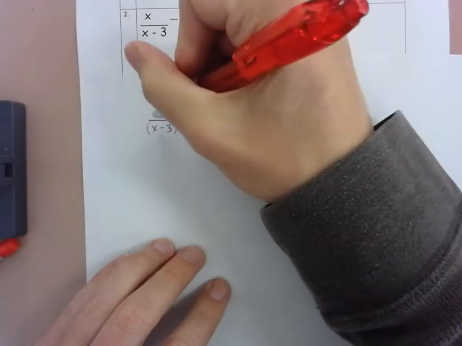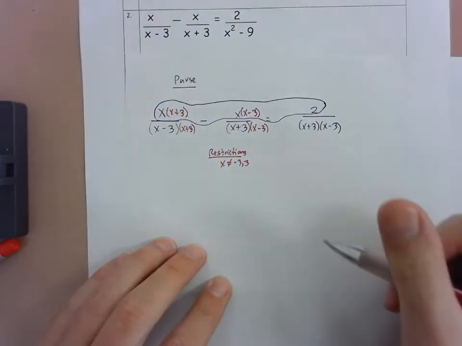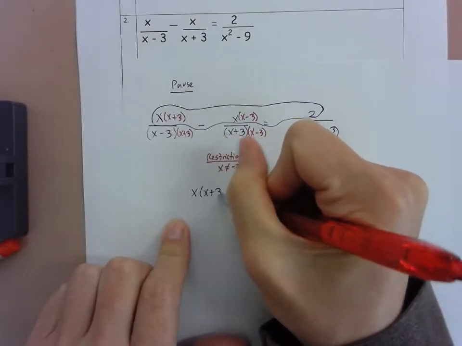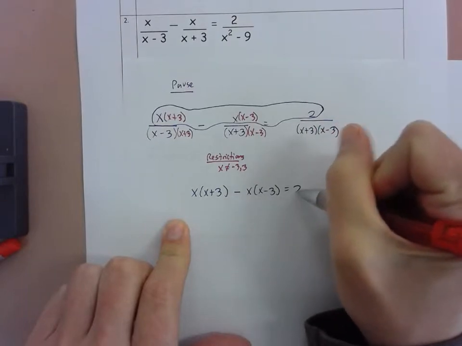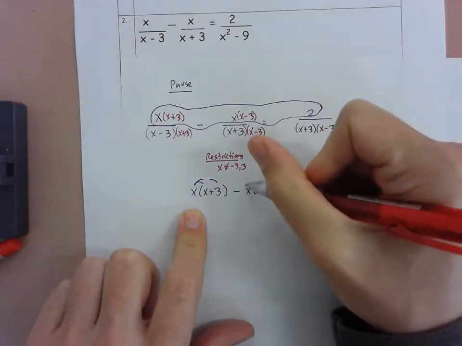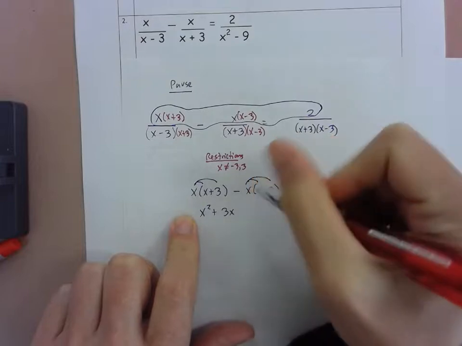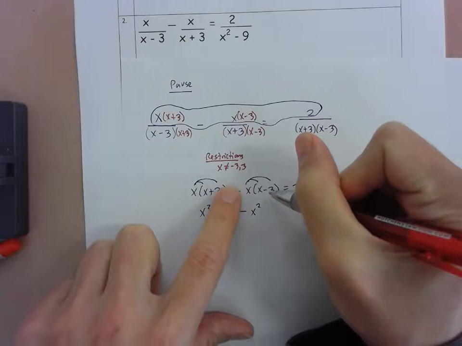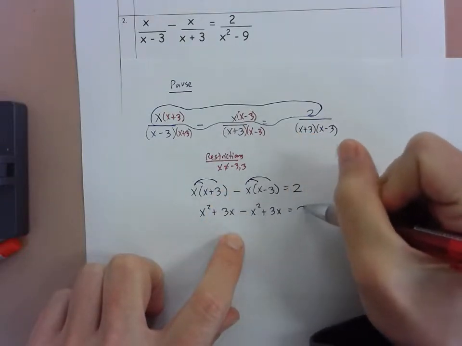So let's look at the numerator. Let's solve the equation up top. This is a subtraction problem, so be careful with your signs. It's going to be x parentheses x plus 3 minus x parentheses x minus 3 equals 2. We'll distribute that x and the negative x, and that's going to give you x squared plus 3x minus, well, that's x squared again. Now the negatives here are actually going to give you a plus, so that's plus 3x. And that's equal to 2.